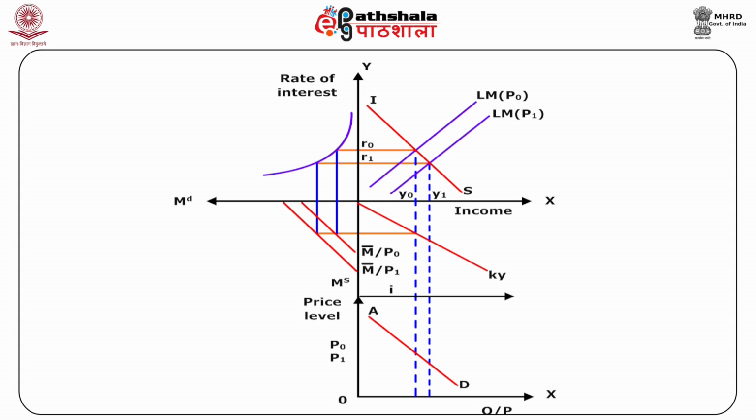In the third quadrant, you would see that there is a money supply function which is given by M bar upon P0, and in the third quadrant we are actually looking at the money market equilibrium. The money market equilibrium would ensure that the supply of real cash balances would be equal to the demand for real cash balances, which are being measured on the negative x axis in the second quadrant.